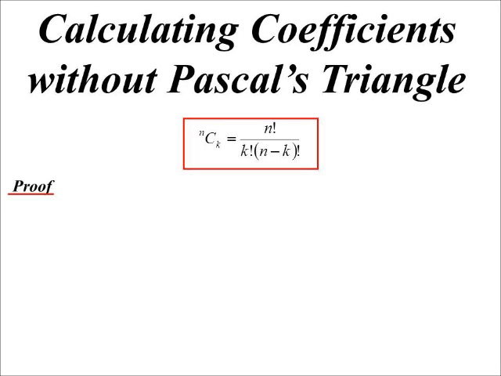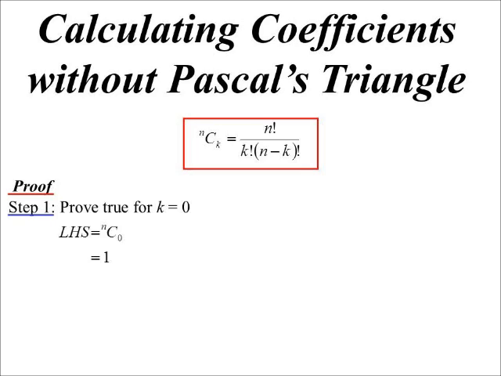Just going to prove that in fact nCk is indeed equal to n factorial over k factorial, (n minus k) factorial. Going to prove it by induction. The first case, however, won't be when k equals 0. For this, it'll be k equals 0. So we're going to prove it for k equals 0.